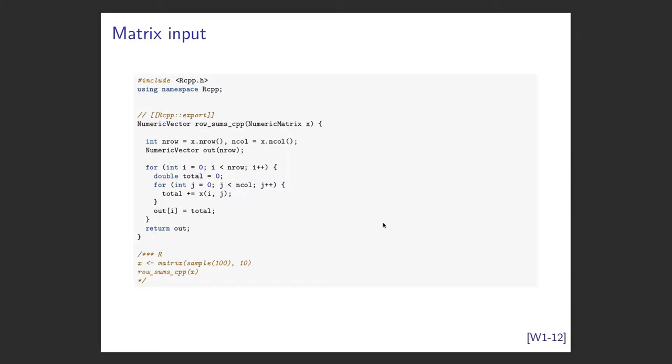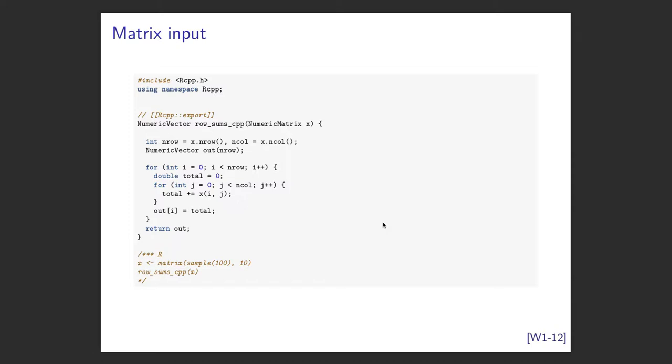You could look at the code, or you could read the name of the function. Does it give you the row sums of Rcpp? Yeah. Well, it gives you the row sums using Rcpp. Yeah, that would have made much more sense.